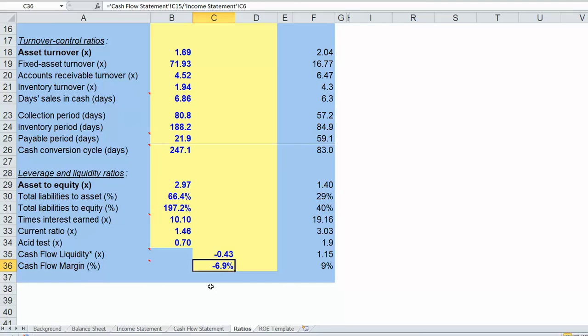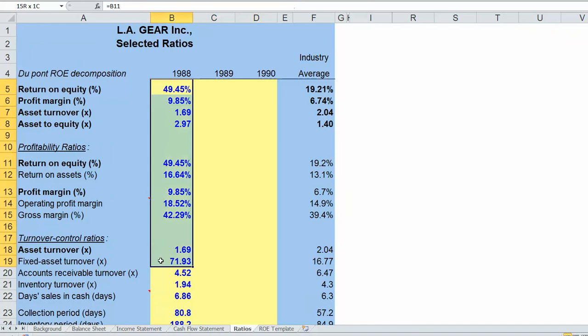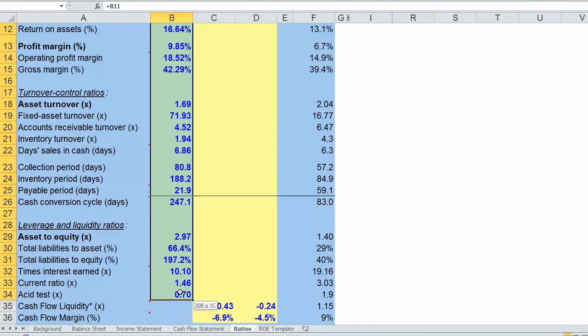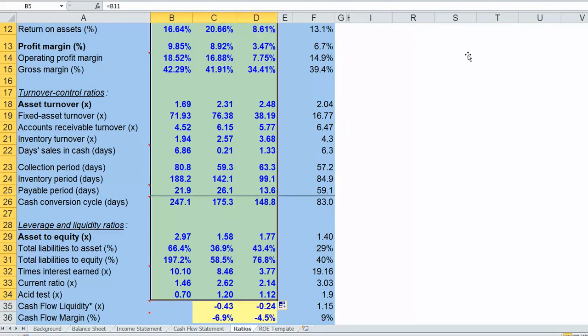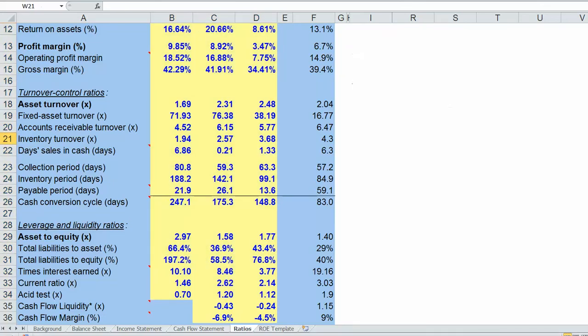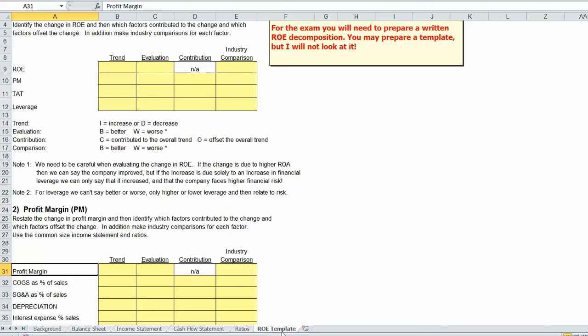We won't stay in business long if we're using more cash to generate a dollar in sales than we actually collect. We can go ahead and copy those two over to 1990, and we can take all of our 1988 ratios and copy them over to 1989 and 1990. The next thing we're going to do is take a look at the ROE decomposition template and start interpreting some of these financial ratios.